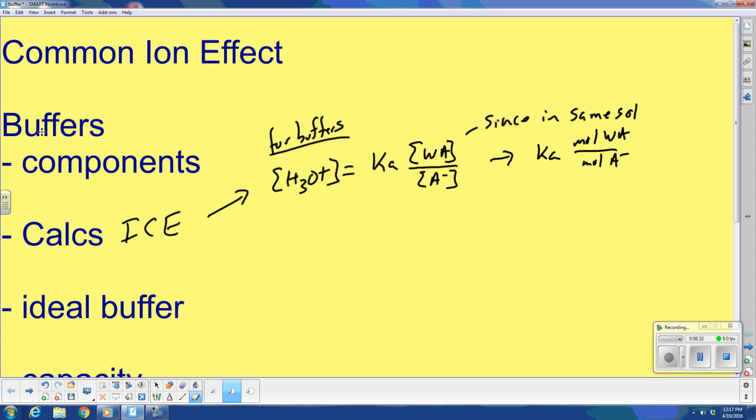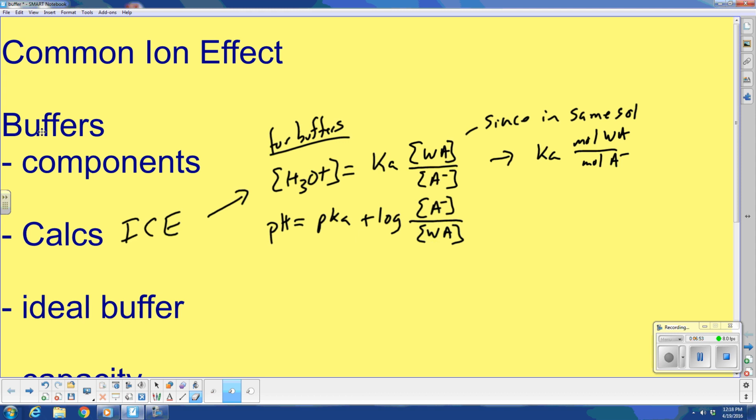Now, the Henderson-Hasselbalch is if we take the negative log of all these things, and we get pH equals pKa plus the log, and these flip now. Concentration of your A minus over concentration of your weak acid. And those are the two equations I use.